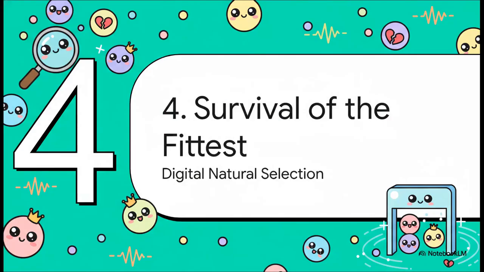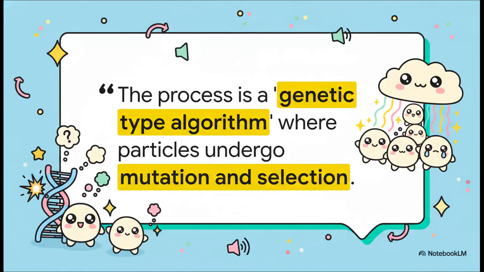That resampling step is so fundamental, it's worth taking a closer look. Because it's not just some clever programming trick. It's basically digital natural selection, playing out thousands of times a second inside a computer. It is literally survival of the fittest for ideas. And don't just take my word for it. One of the source papers puts it perfectly. It says, the process is a genetic type algorithm where particles undergo mutation and selection, constantly refining the estimate.